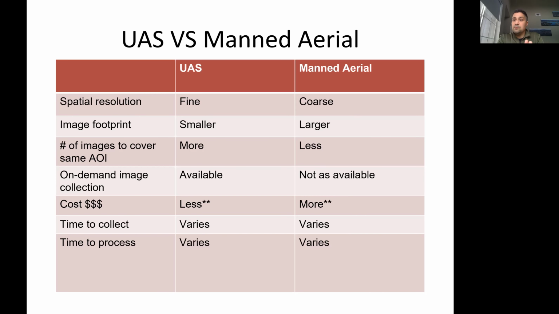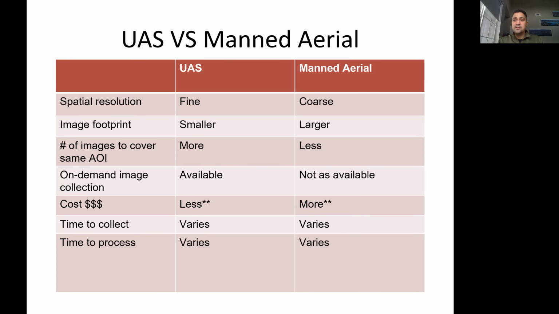Image footprints, we saw. UAS has much smaller image footprints versus manned aircraft, also meaning that it has to take a lot more photos to capture the same area of interest. But with the drone, you have a more on-demand image collection, right? That's what I mean by dynamic: let's go get it tomorrow, or let's go get it this afternoon, as opposed to a manned aircraft, where you've got to fuel it up, you've got to find a pilot, and all these other things.